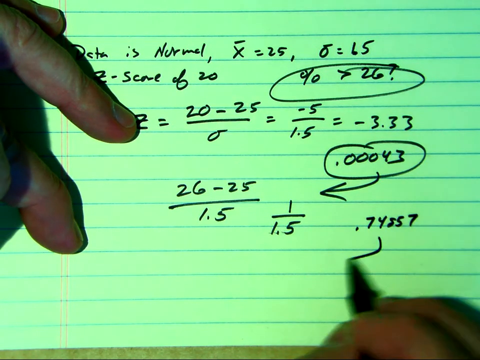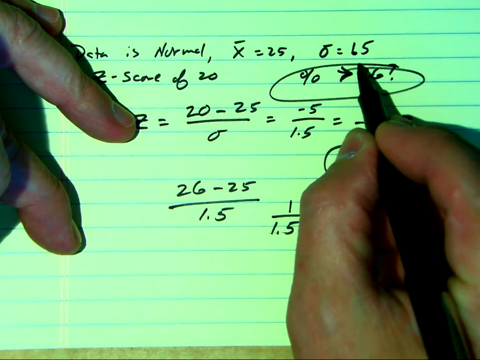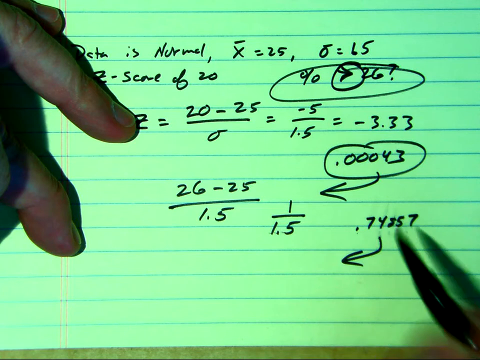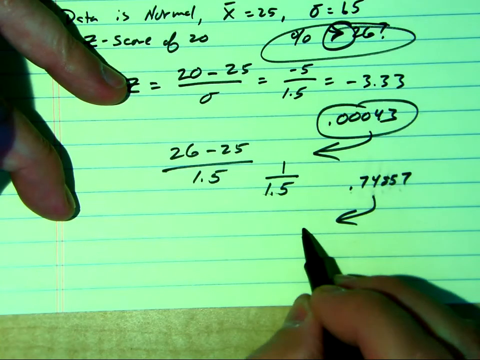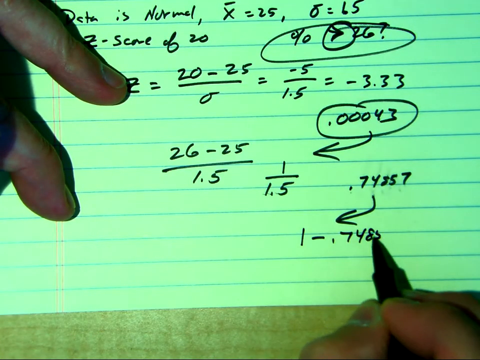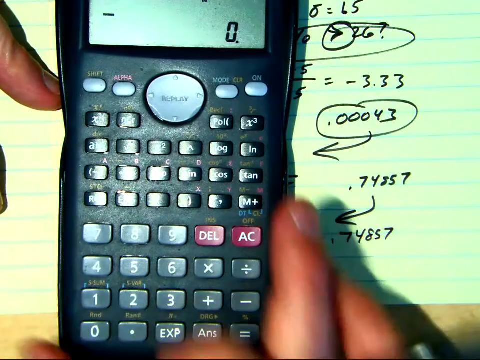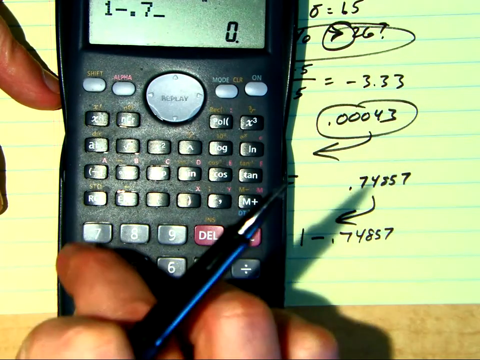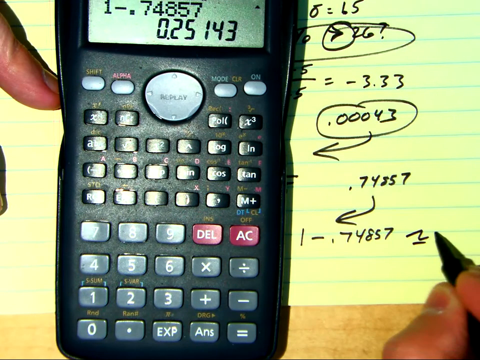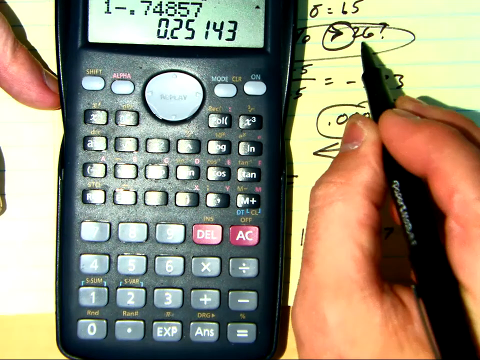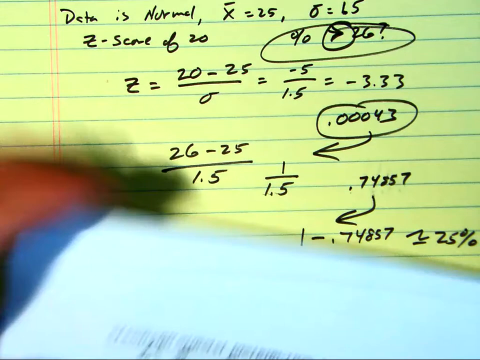Isn't that the area to the left? They're asking what percent of scores got above 26. So how do I interpret this? You guys remember? 1 minus 0.74857, and then convert that to a decimal. So it's going to be about 25% got greater than a 26. Okay? That's all for that video. Wow, that was 7 minutes.